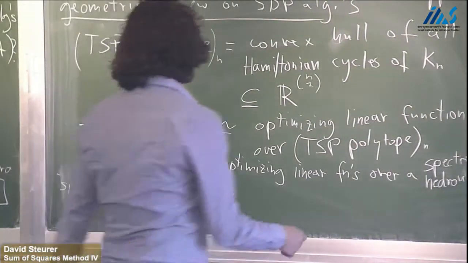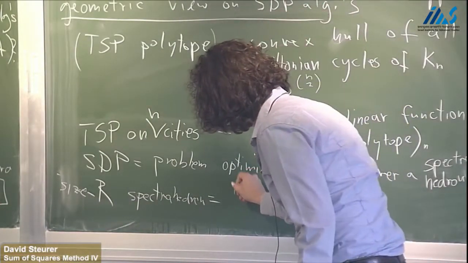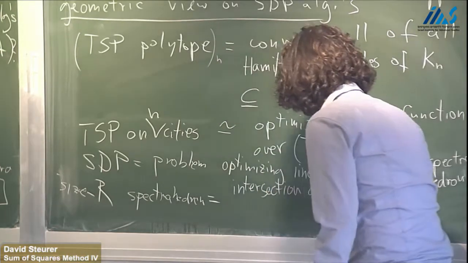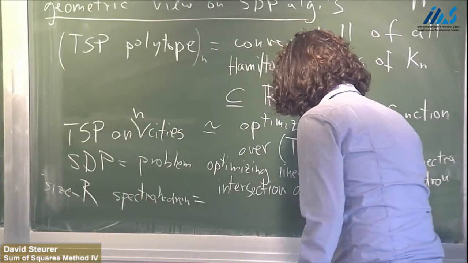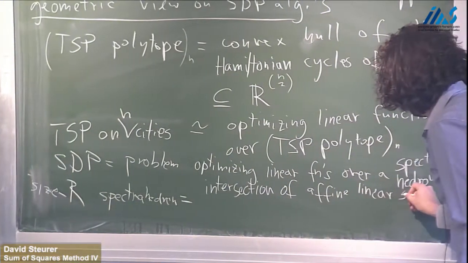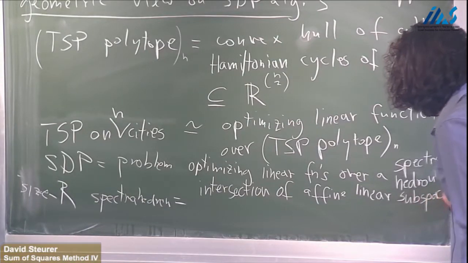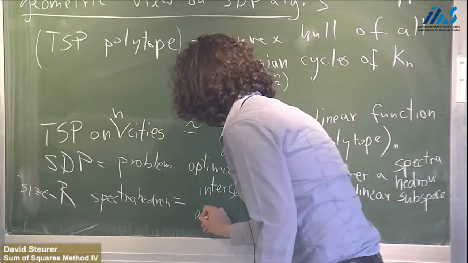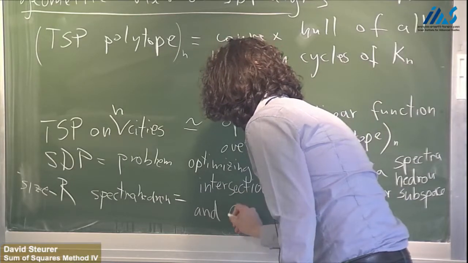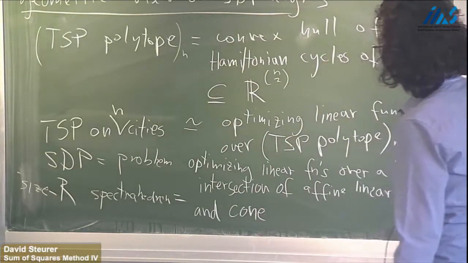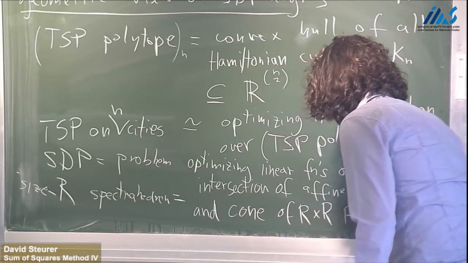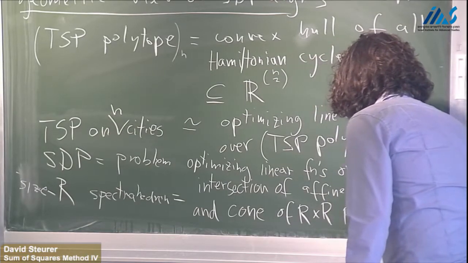What's a size R spectrahedron? It's a convex body that you can get by intersecting, you take an affine linear subspace, so a solution to a system of linear equations, and you intersect it with the cone of R by R PSD matrices.